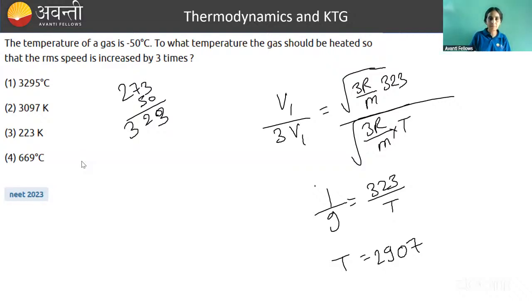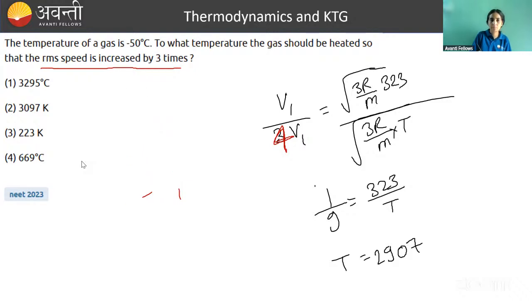Okay. What mistake I'm doing is, speed is not getting increased to 3 times. It is getting increased by 3 times. देखो क्वेश्चन पढ़ने में गलती किया मैंने. So RMS speed को 3 times बढ़ा है. It means initially if it is V1, then finally it is V1 plus 3V1, right? So this will become then 4V1. डन है. हमने मिस्टेक यहाँ किया था. This will be 4V1, right? So -50 ही करके चलते हैं क्योंकि क्वेश्चन में वही दिया है.